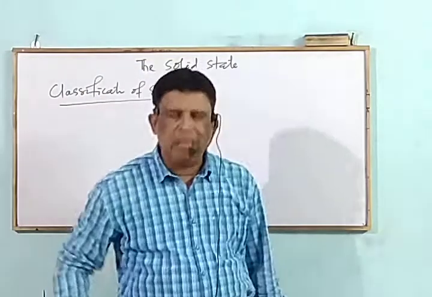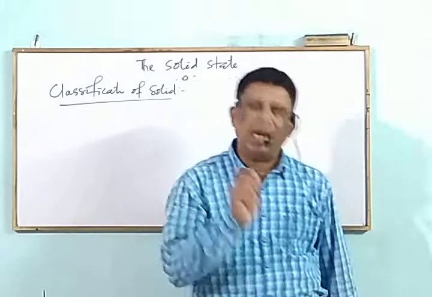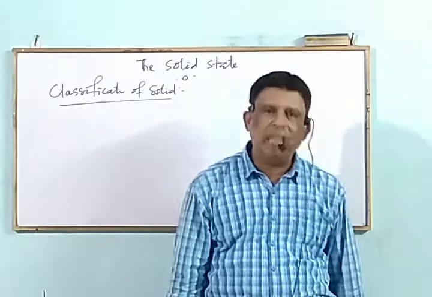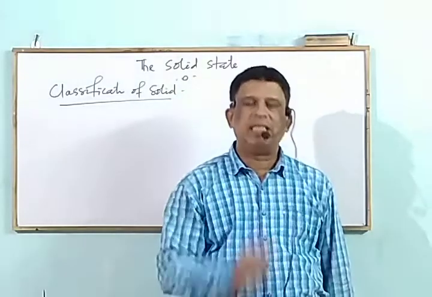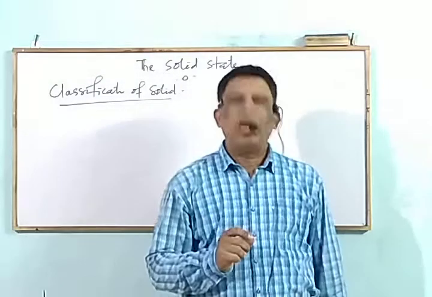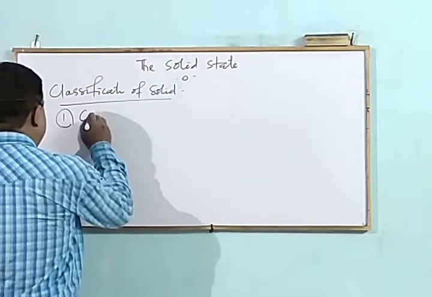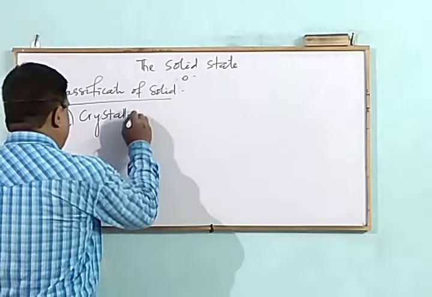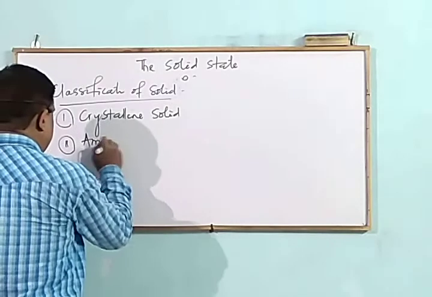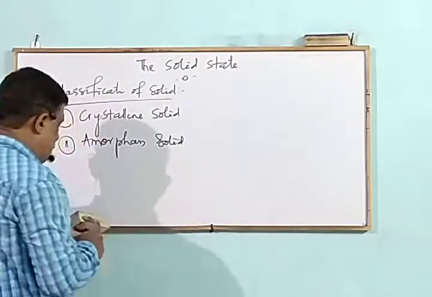Depending upon the arrangement of the constituent particles, particles may be atoms, ions or molecules, solids are generally classified into two types. One is crystalline solid and one is amorphous solid. Mark that. Point 1, crystalline solid. Point 2, amorphous solid. Let us discuss one by one.